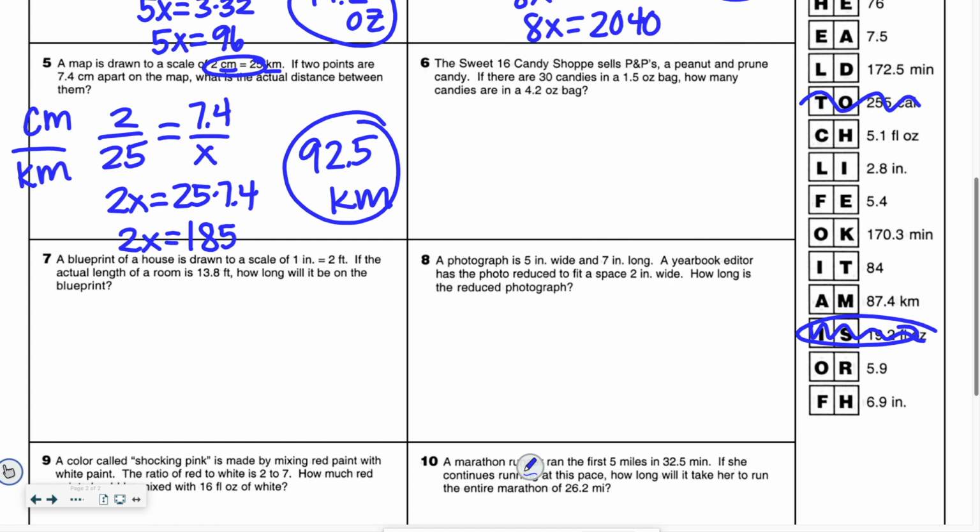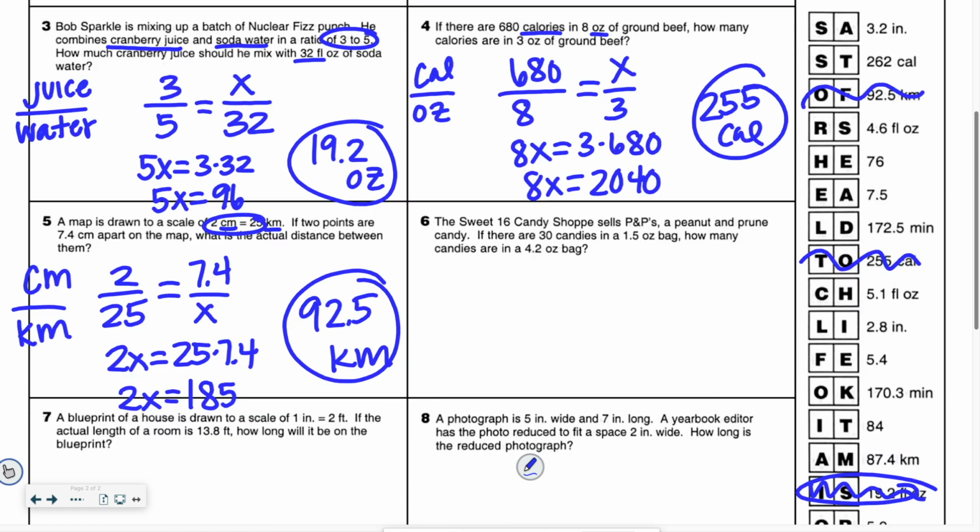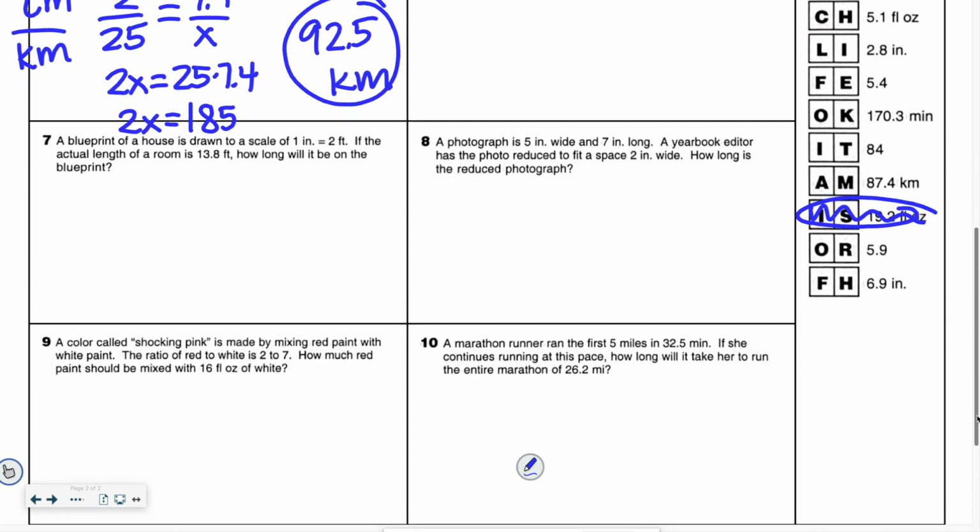Does anyone see that? 92.5? Oh, OF. OF goes on number 5.